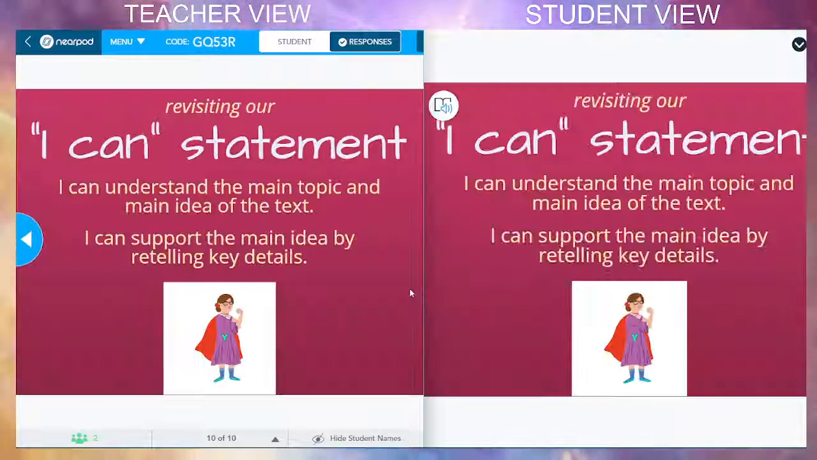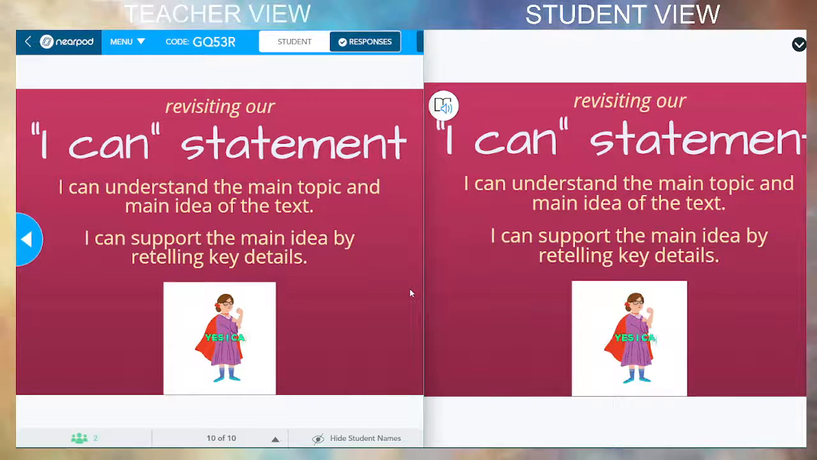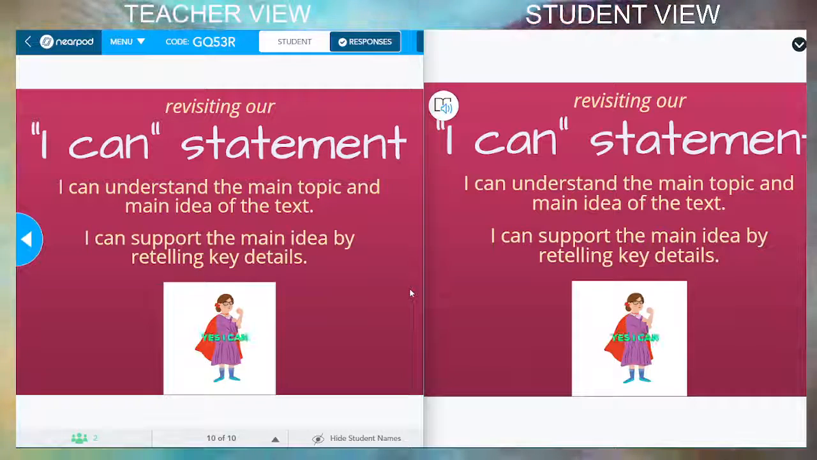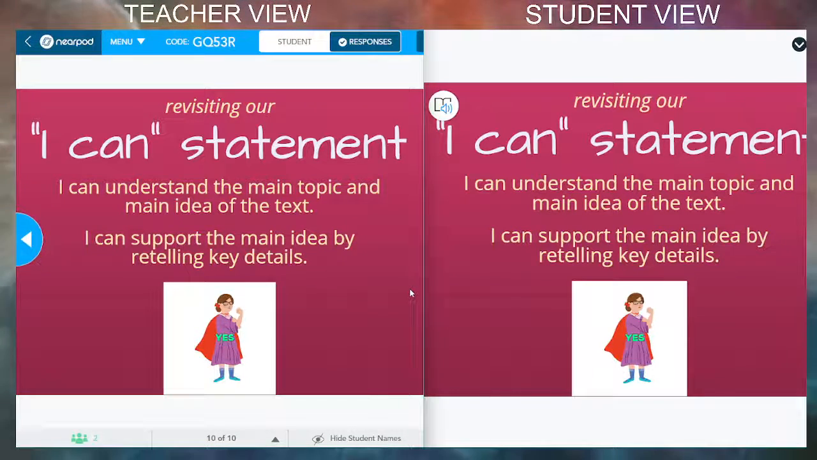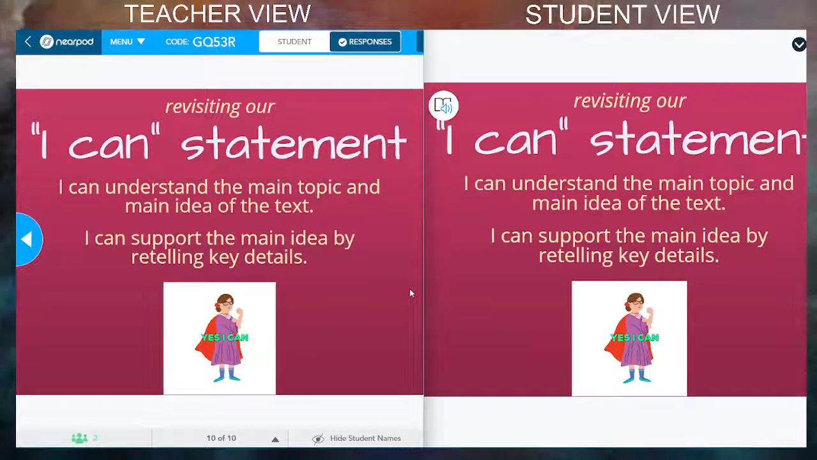So that comes to the end of our lesson. And yes, we did it. Good job on that. So now you should be able to understand the main topic and the main idea of a text, and you should also be able to support the main idea by retelling key details.